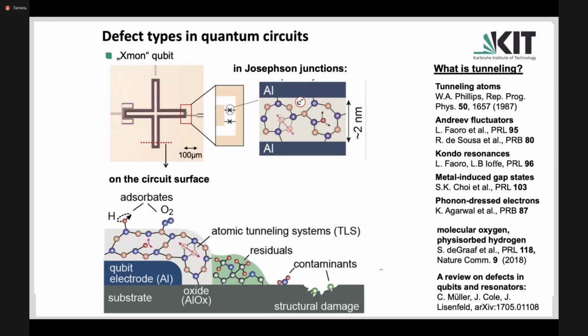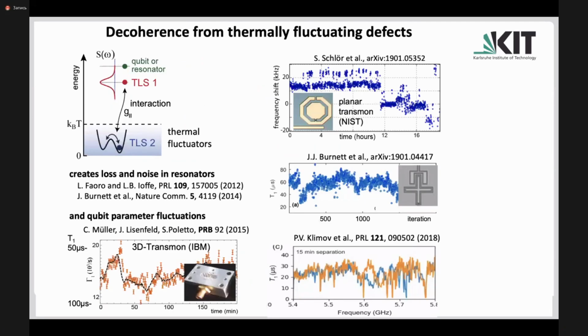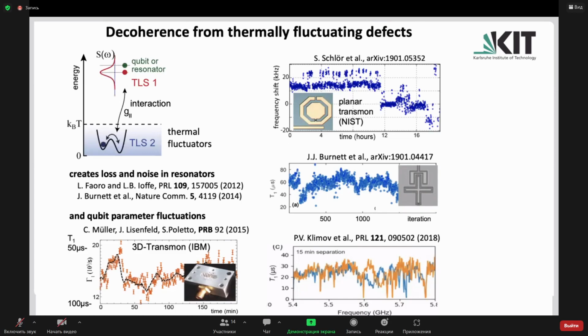So this is really a topic which is not new and appeared in superconducting qubits only because in superconducting qubits, for the first time ever, one can really see these defects one by one, not the ensemble of defects like people observe in glasses, but really individual defects leave their fingerprints in the spectra of superconducting qubits. And these defects are responsible for a variety of noise phenomena in superconducting qubits.